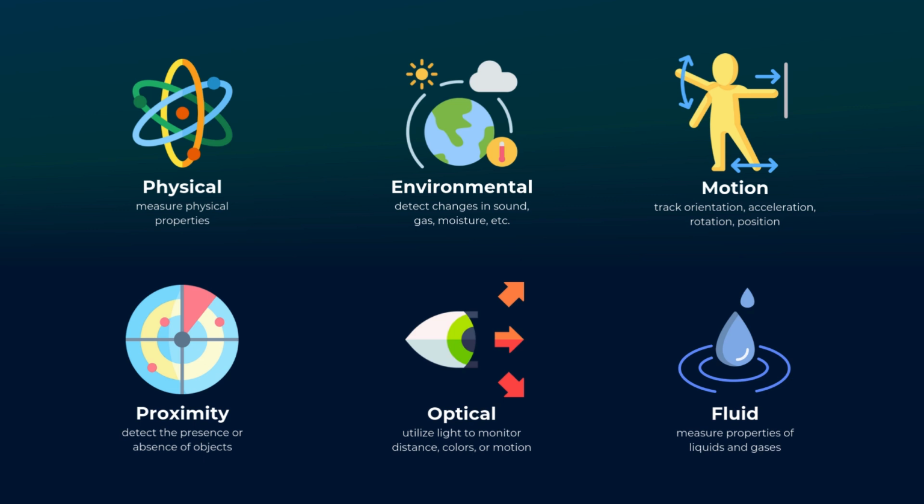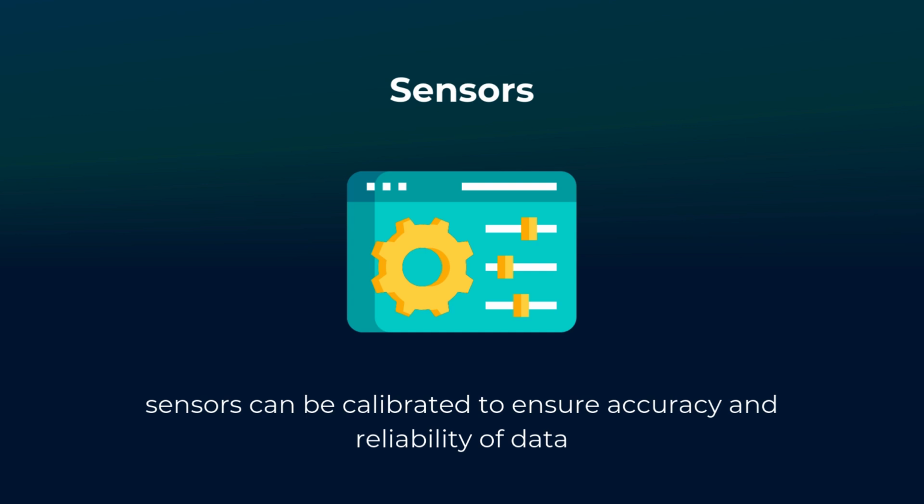Optical sensors utilize light to monitor distance, colors, or motions, acting as the robot's vision. Fluid sensors can be used to measure the properties of liquids and gases. Sensors can be calibrated to ensure accuracy and reliability of the data that the robot is intaking.